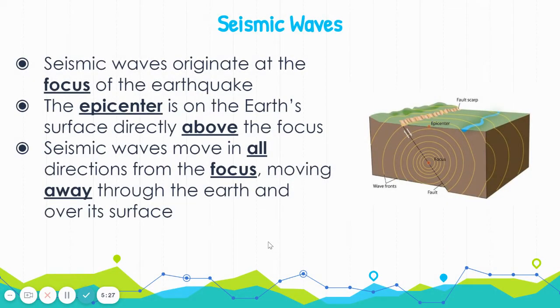Seismic waves originate at what is called the focus of the earthquake. The epicenter is on the Earth's surface directly above the focus. So the focus is down in the crust. The epicenter is, if we trace that focus up to the surface, what the epicenter would be. Seismic waves are going to move in all directions from the focus, moving away through the Earth and over its surface. So you can see that this is where those waves originate, and they're going to move both through the Earth as well as across the surface of the crust.